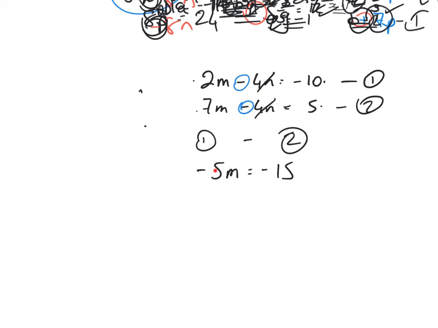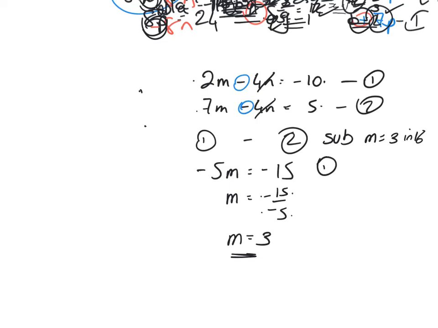I'm now going to bring the minus 5 down and divide. M equals minus 15 over minus 5. The first thing to say there is the two negatives will cancel out when I divide, and 15 divided by 5 is 3, so it's going to be plus 3. I'm now going to sub m equals 3 into one of the equations. I can select either, so I'm going to put it in equation 1. So where I see m in equation 1, I'll replace it with 3.